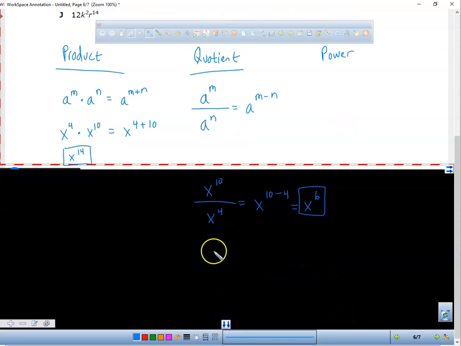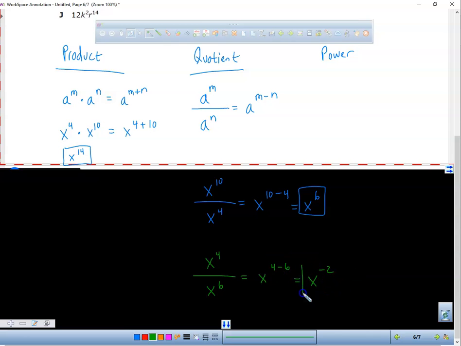Well, what if I trick it up just a bit? What if I had x to the power of 4 over x to the power of 6? That would be 4 minus 6. What does that become? x to the power of -2.